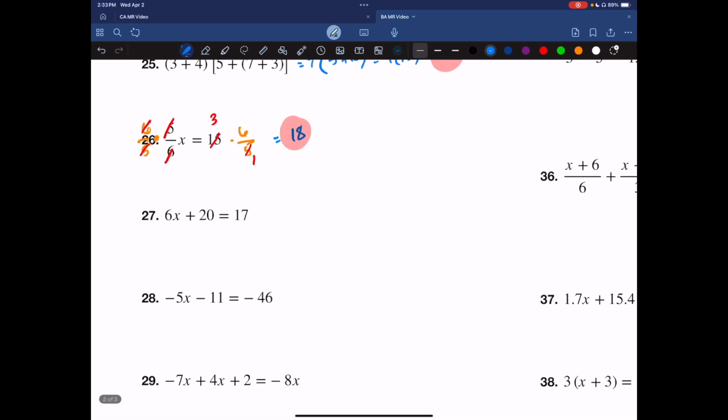27. I'm going to subtract 20 from both sides. So that's going to be 6x equals negative 3. X equals negative 3 over 6. And you can't leave a fraction like that. So this, I reduce it, and that's going to be negative 1/2.